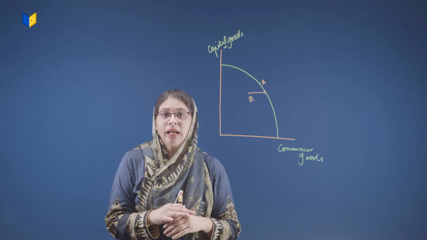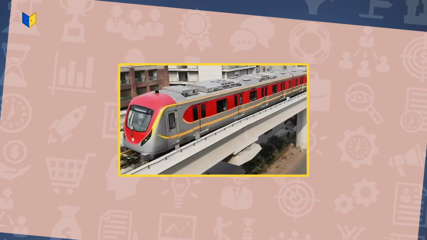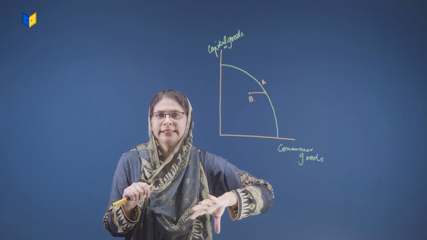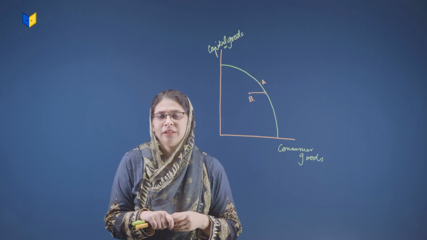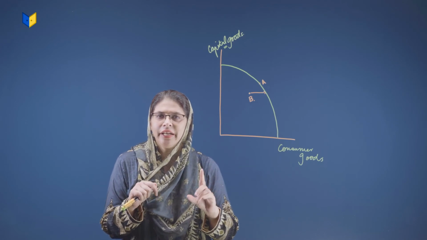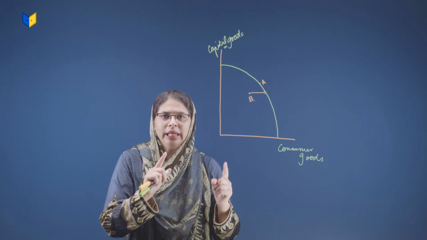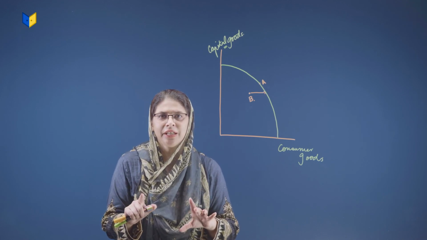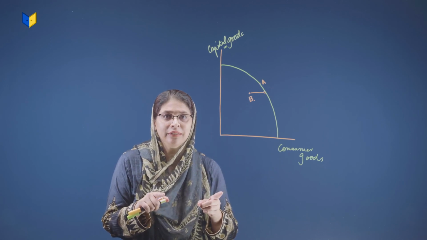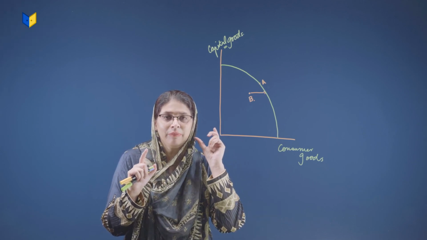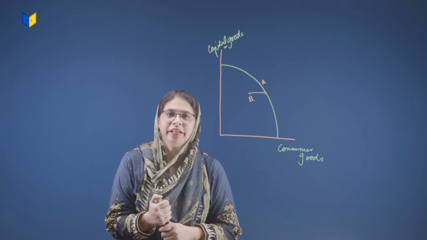A very common example in our economy, which we saw in recent years, was the Orange Line train. Because of the construction of the Orange Line train, all the houses that came on its track were demolished. The people were given some compensation by the government, but it was not sufficient for them to build a new home. So who was better off? The management of the Orange Line and the consumers of the Orange Line. And who was worse off in this situation? The people whose houses were demolished. So this is a very applicable example of Pareto optimality in your economy.